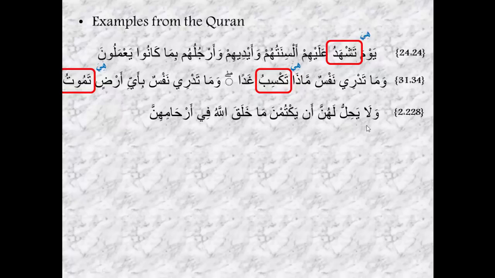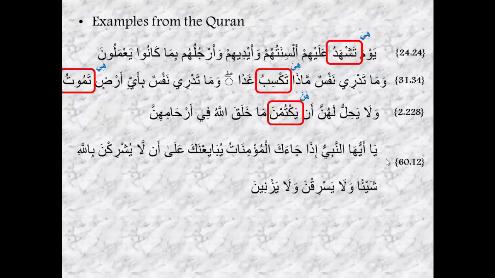ولا يحل لهن أن يكتمن ما خلق الله في أرحامهن. Taken from Surah Al-Baqarah, we have, and it is unlawful, ولا يحل, for them to conceal what Allah has created in their wombs. So here we have an example, yaktumna, yaf'ulna. This is a conjugation for hunna, referring to a group of females. For them, the females, to conceal. ما خلق الله في أرحامهن, what Allah has created in their wombs.